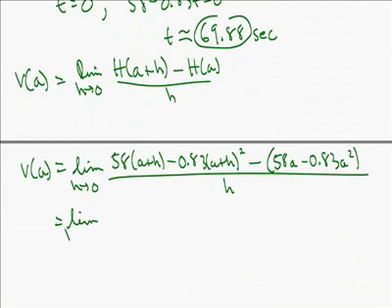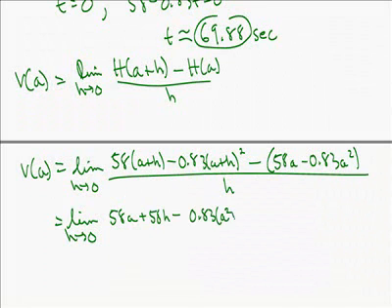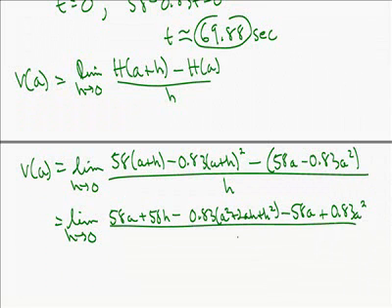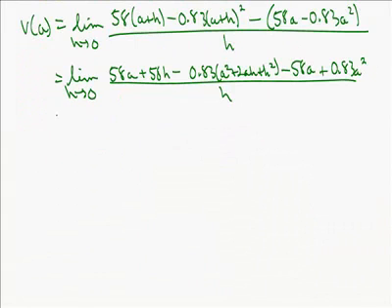This is equal then to the limit as h approaches 0 of 58a plus 58h minus 0.83 times, if I square out a plus h, we have a plus h times a plus h, so that's a squared plus 2ah plus h squared. And then distributing this negative here, we get minus 58a, and minus a minus is a plus 0.83a squared. All that divided by h. Alright, so we're getting close here.